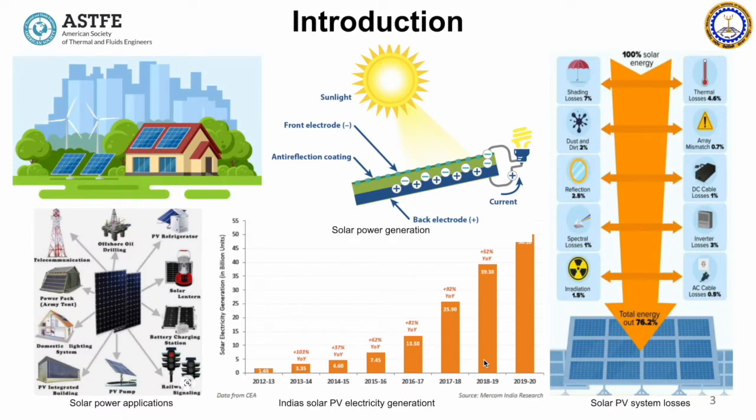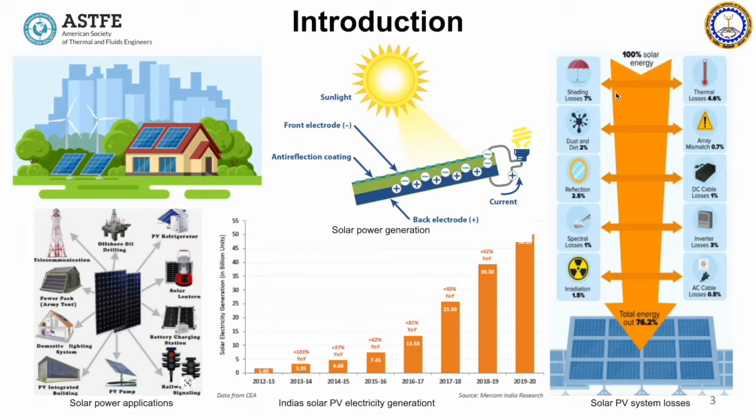Introduction. Photovoltaic solar panel is obtained by converting sunlight into electricity using technology based on photoelectric effect. The total amount of solar energy received on Earth is vastly more than the world's current and anticipated energy requirement. From this figure, we can see that there are lots of losses like shading, dusting, spectral losses, reflection, array mismatch, thermal losses, etc. But the energy loss due to high temperature is one of the major losses.